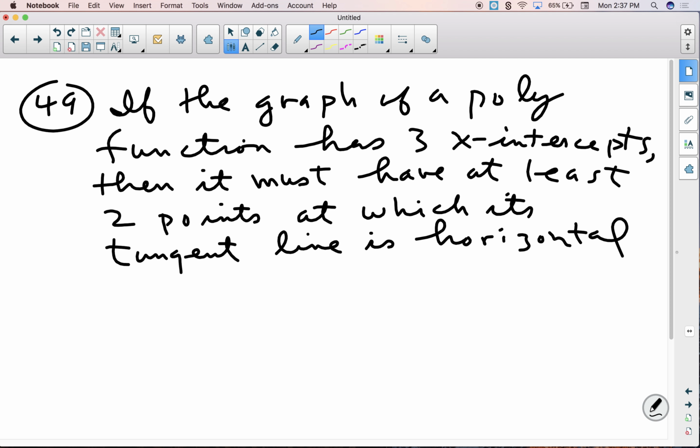Okay, let's draw a picture of this. So, a polynomial function, remember polynomials are the most well-behaved functions in all of math. It's just like a little roller coaster ride. It has 3 x-intercepts, so let's put those in. Then it must have at least 2 points at which its tangent line is horizontal. Why can you say that? Why is that going to be true?